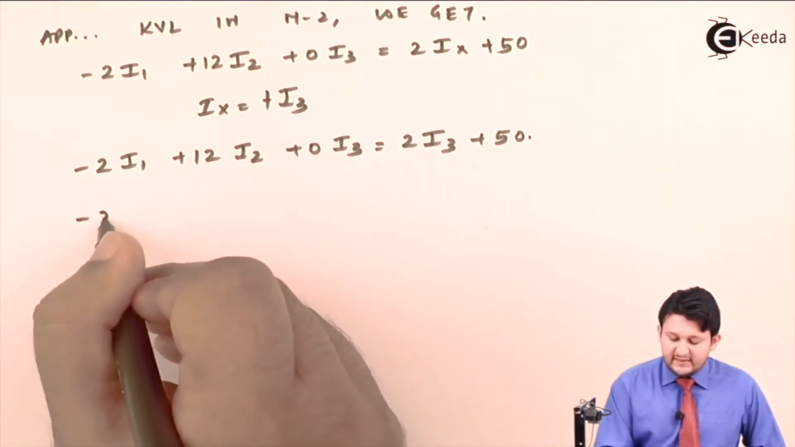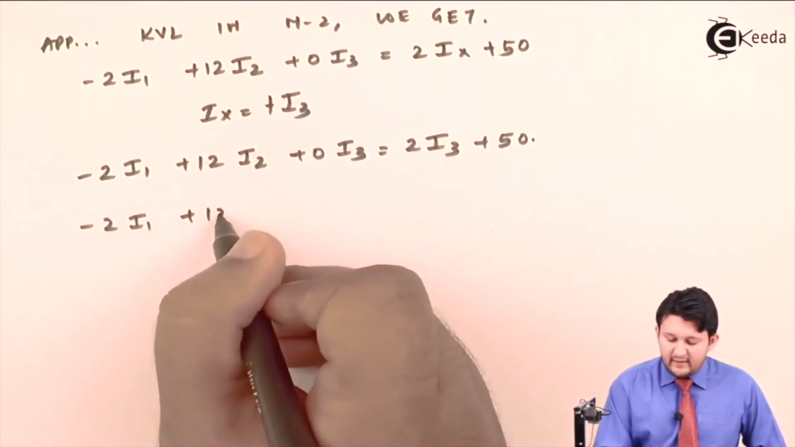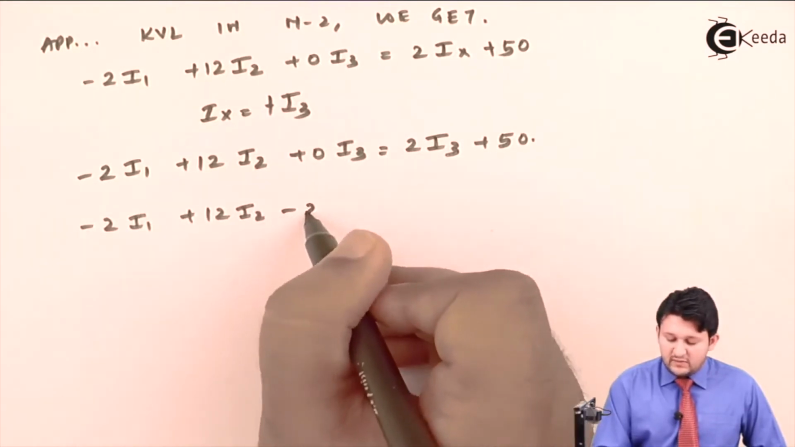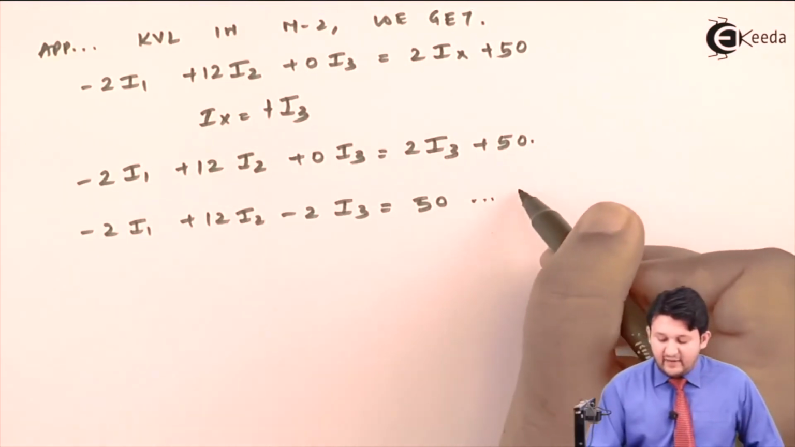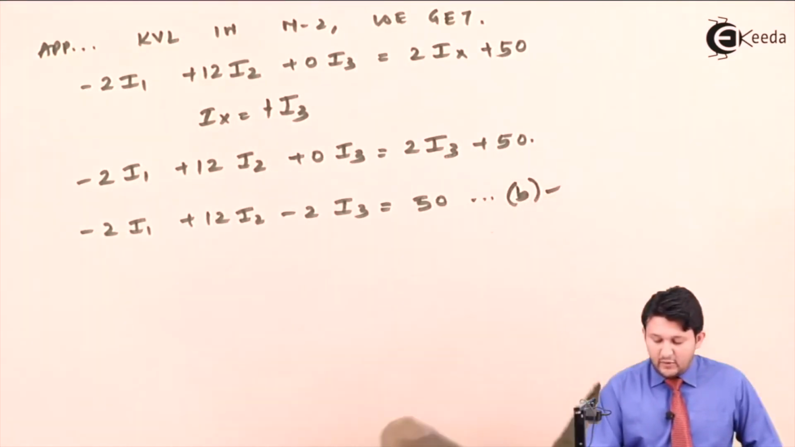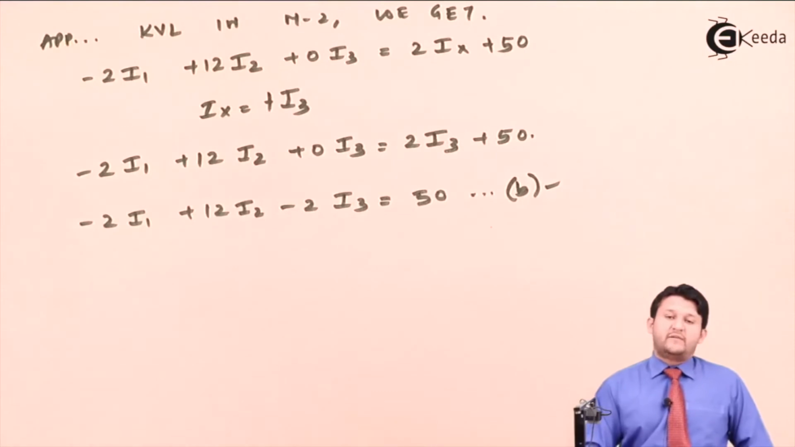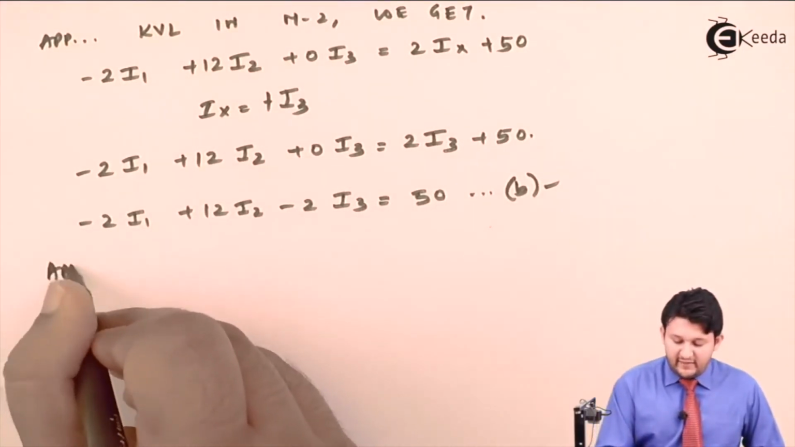Shift all the variables this side. It will be minus 2I1 plus 12I2, this will be minus 2I3 equal to 50. That will be your equation number 2. Three unknowns, three equations. Let's go with the third one, my dear friend.